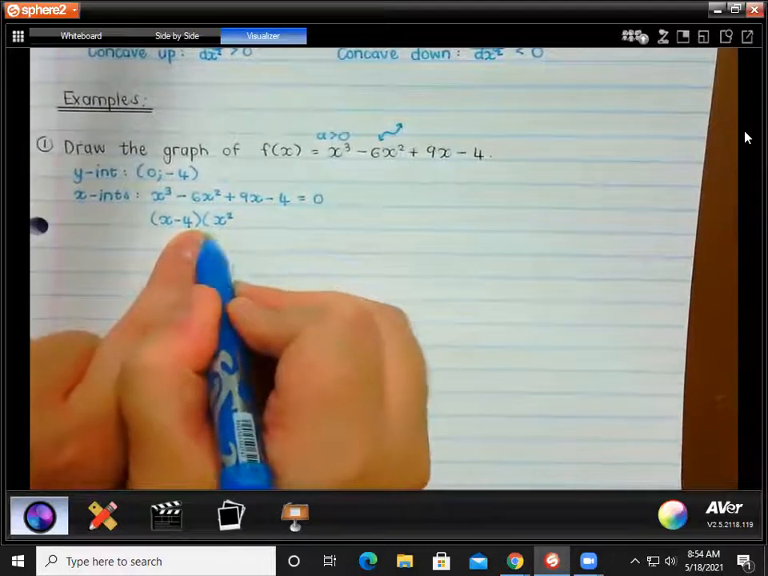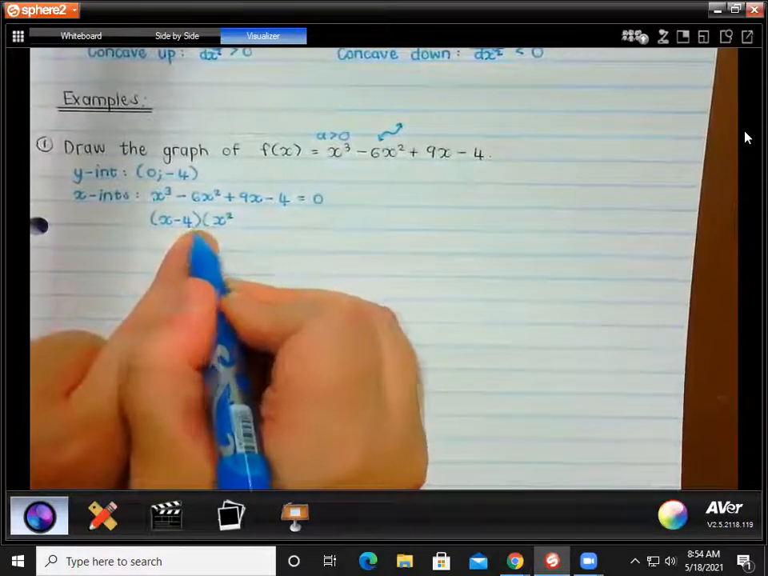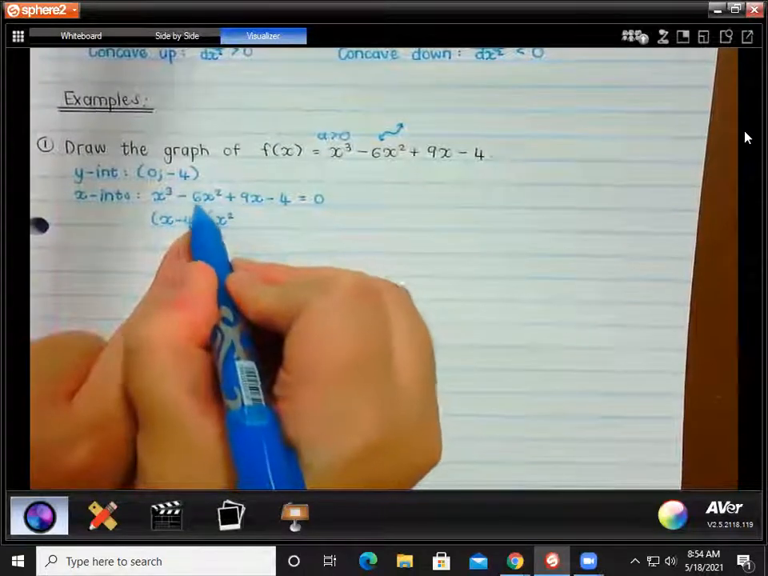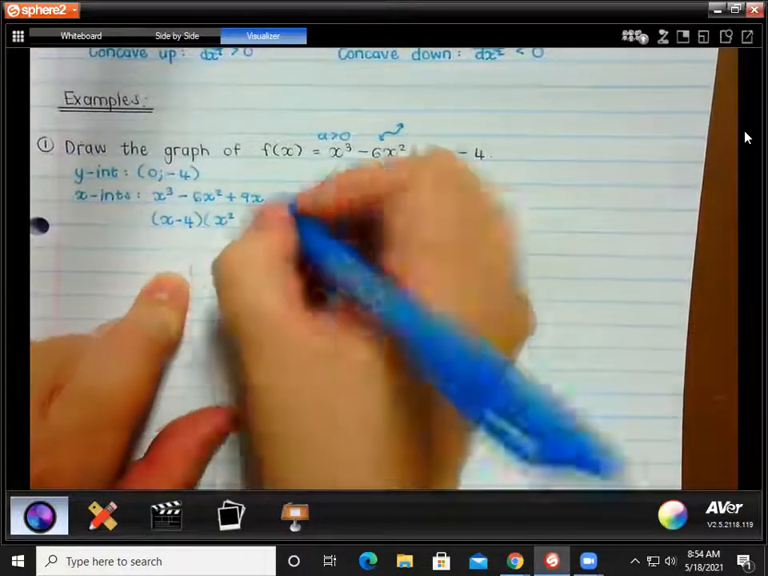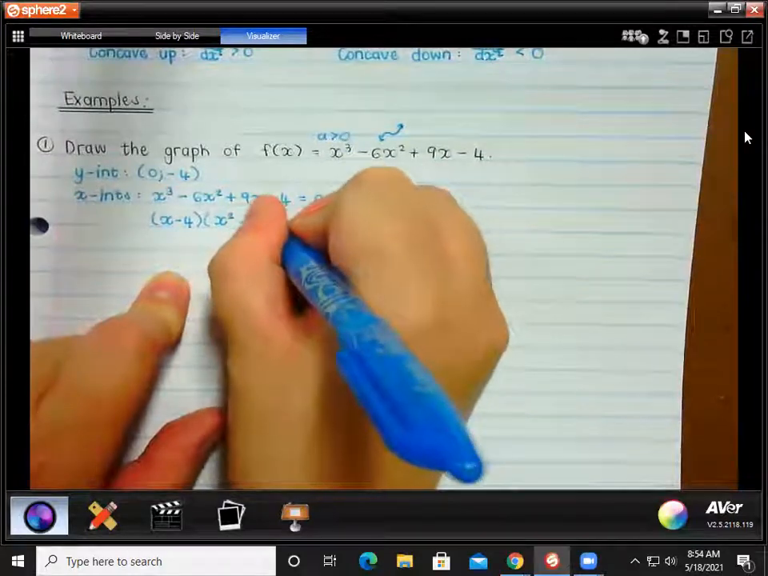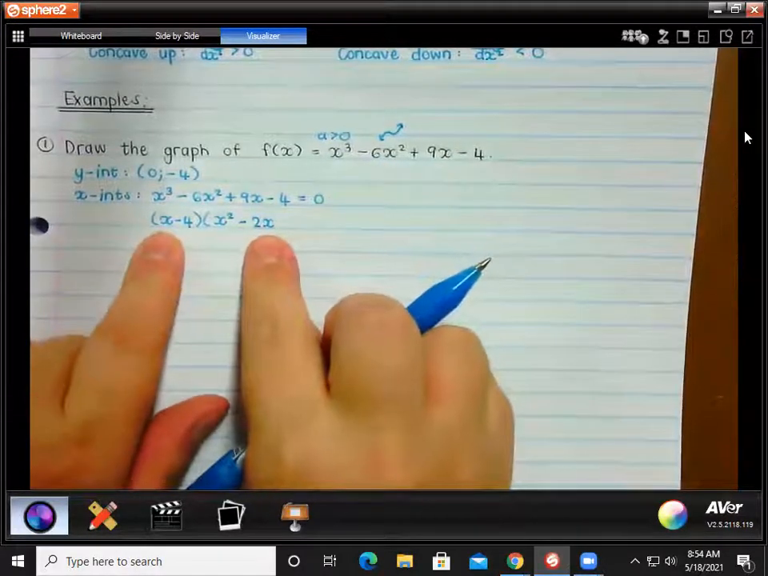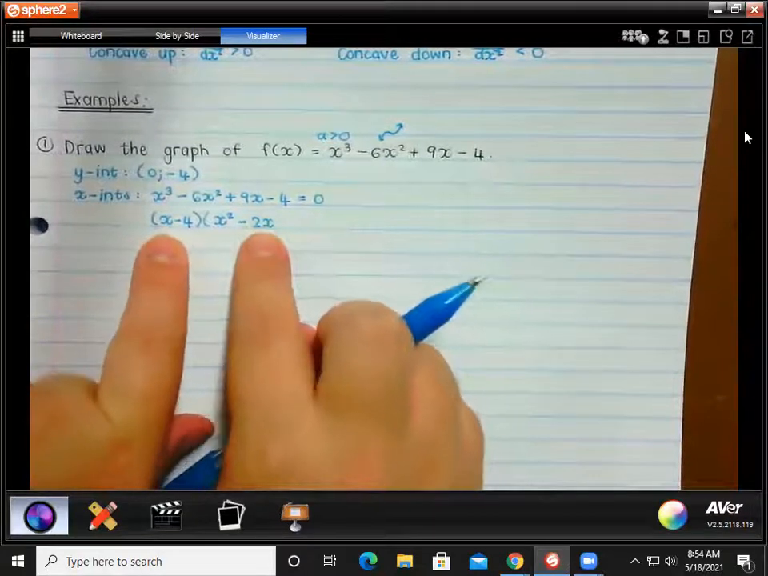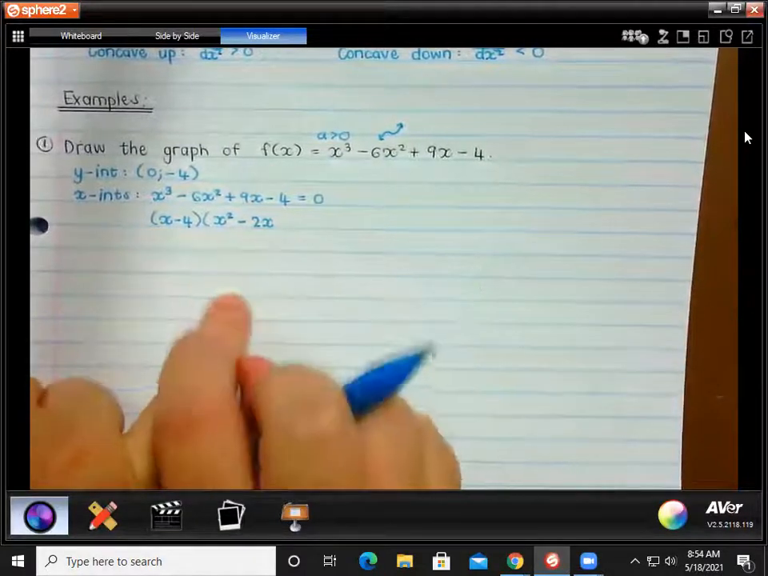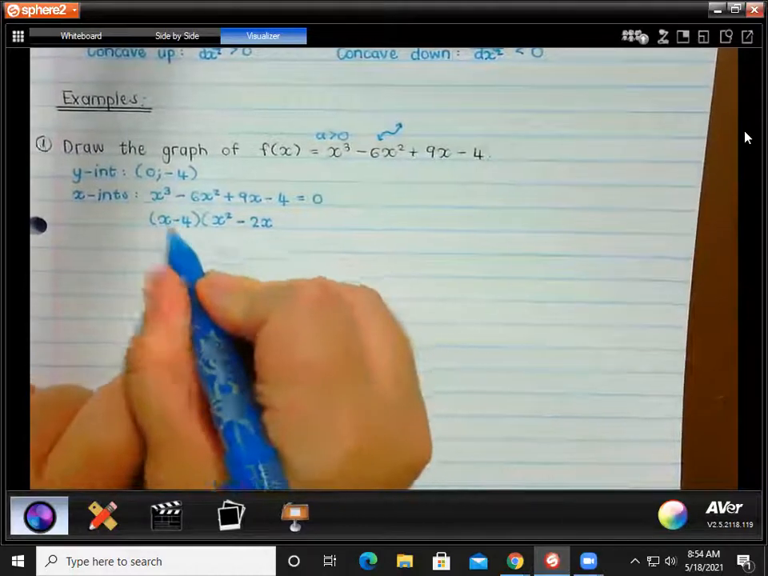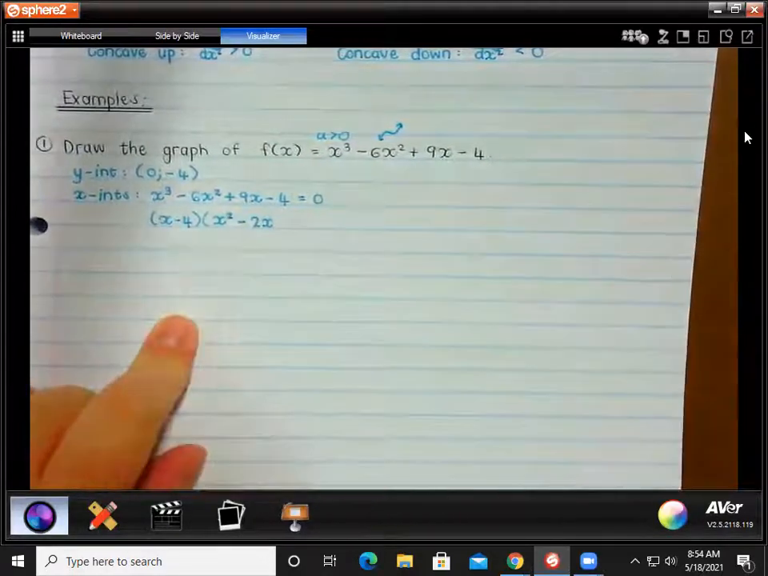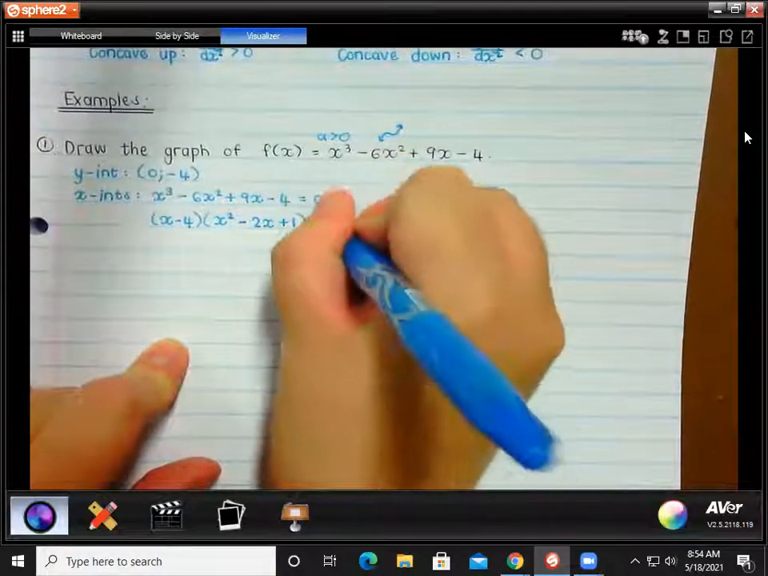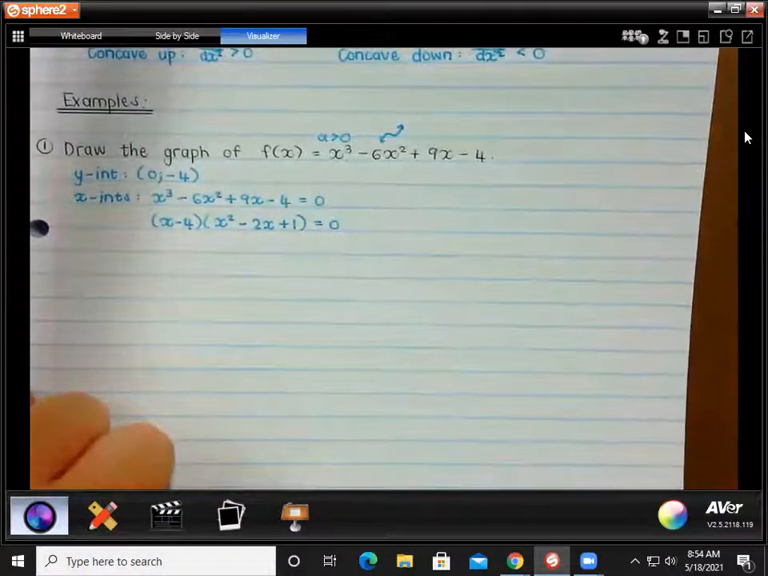But let's quickly check for the middle term. If I multiply these two, I'm going to get -4x squared. What must my x squared term be? -6. So I need to do -2x, because that is what I'm going to get when I multiply those terms together. X times -2x is going to give me -2x squared. So then I have -4x squared minus 2x squared, which is -6x squared. And then we do our +1, equal to 0.